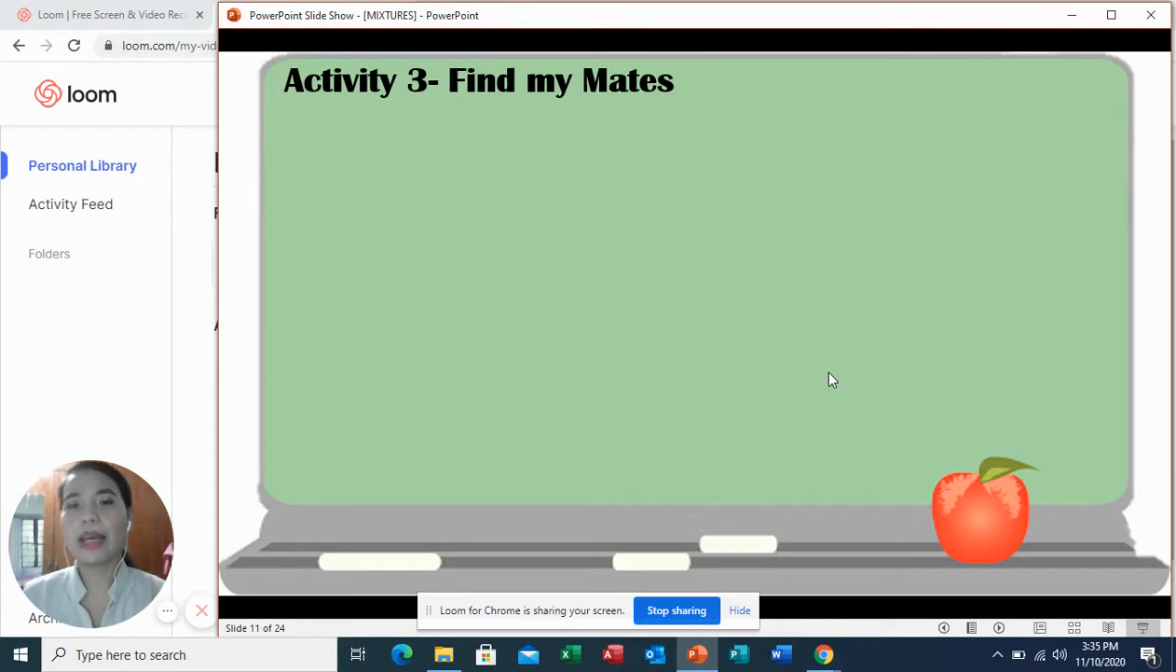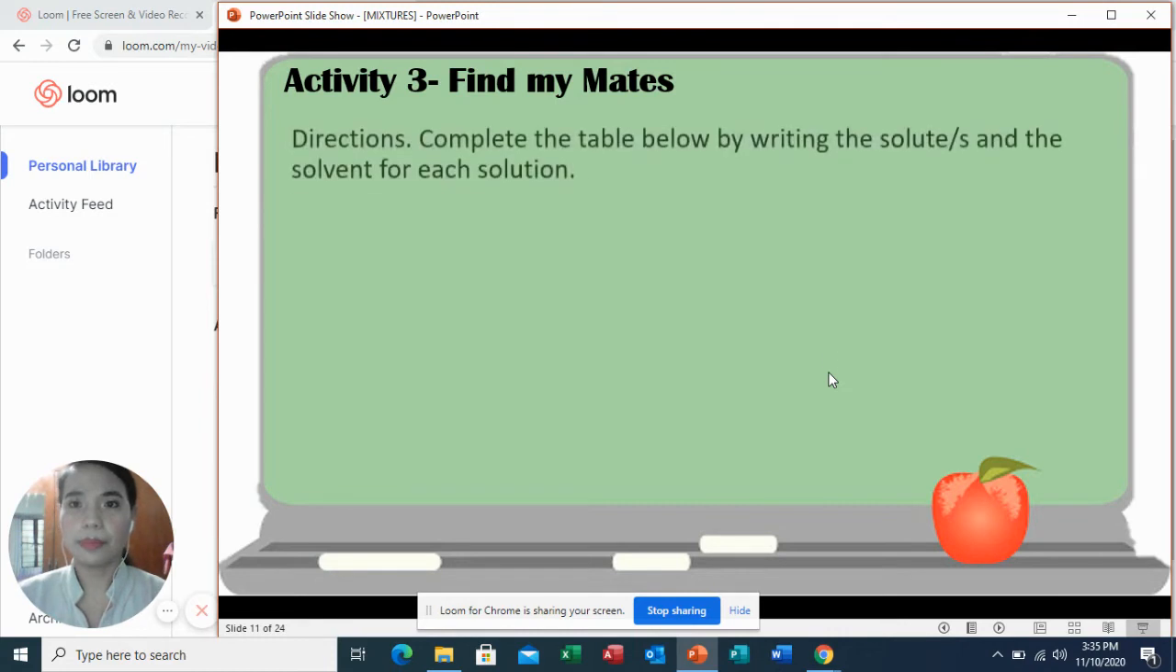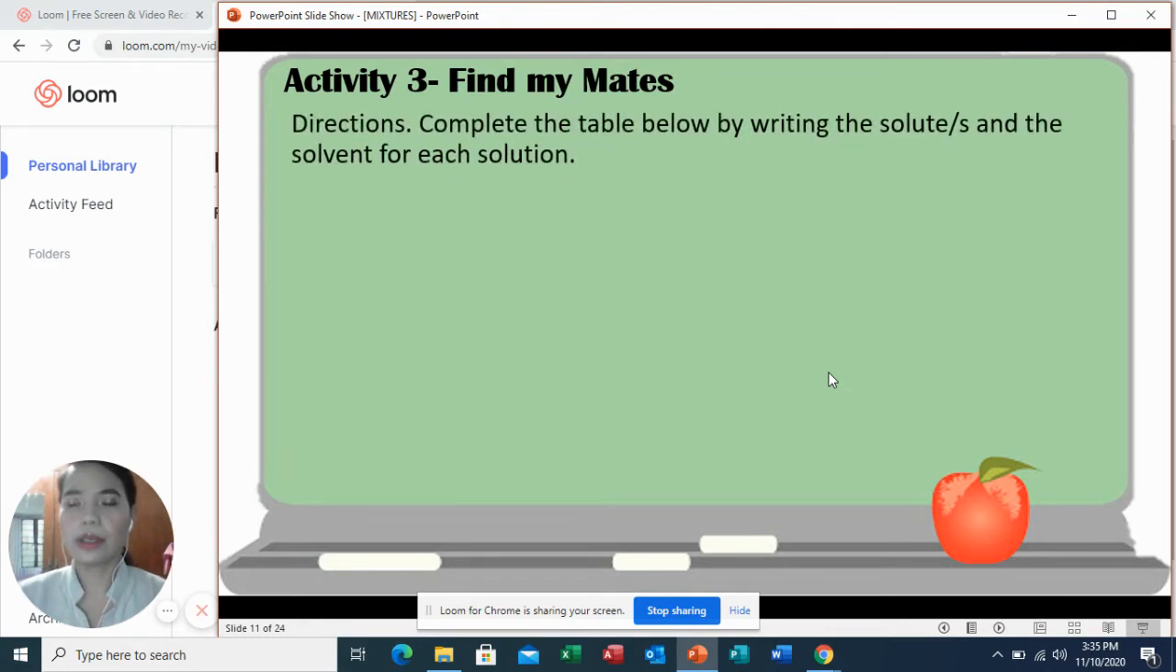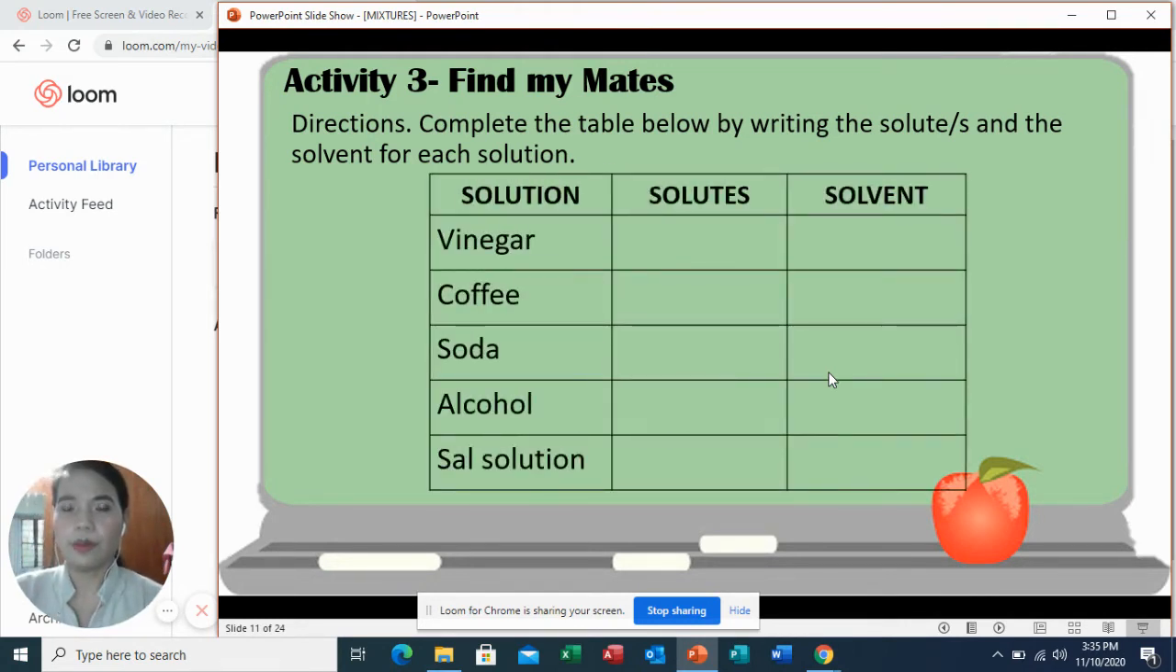Let's have now activity number 3. Find my mates. Let's have the directions. Complete the table below by writing the solutes and the solvent for each solution. So we have here 5 examples of solution. We have vinegar, coffee, soda, alcohol, and that is a salt solution. I'm sorry, that is a salt solution. Okay, I stand corrected.